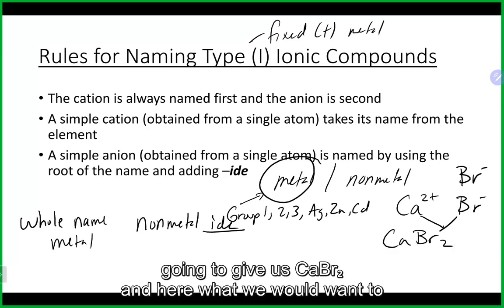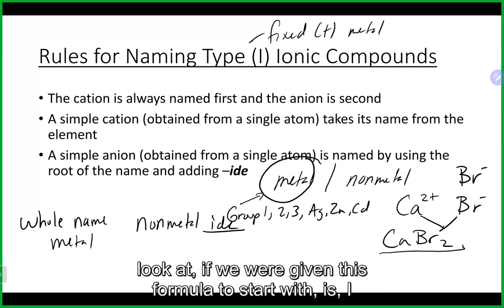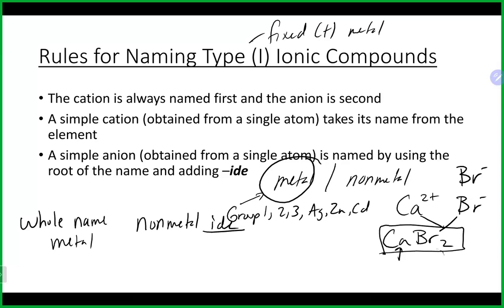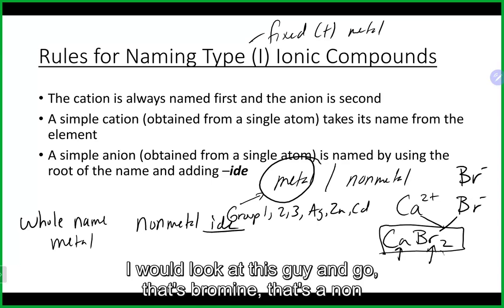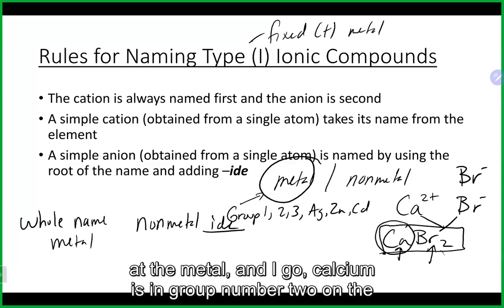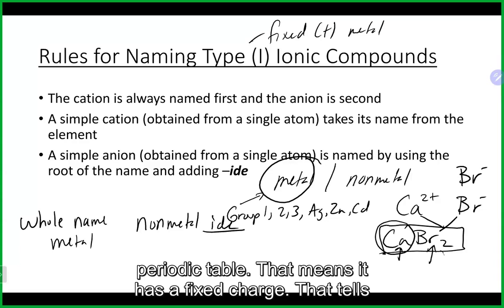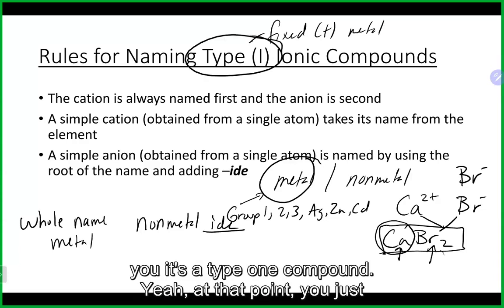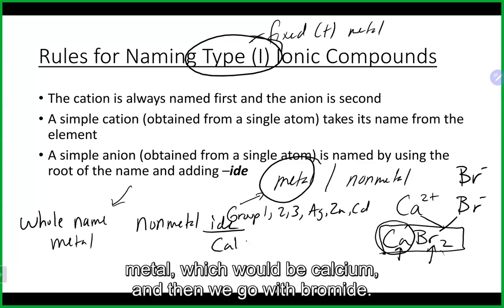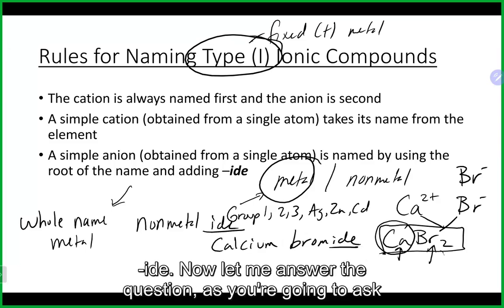and that's going to give us CaBr2. And here, what we would want to look at if we were given this formula to start with is, I would look at this guy and go, that's calcium, that's a metal. I would look at this guy and go, that's bromine, that's a non-metal. That should tell you it's ionic. And then I want to look at the metal and I go, calcium is in group number 2 on the periodic table. That means it has a fixed charge. That tells you it's a type 1 compound. At that point, you just roll right into this and you use the whole name of the metal, which would be calcium. And then we go with bromide, IDE.